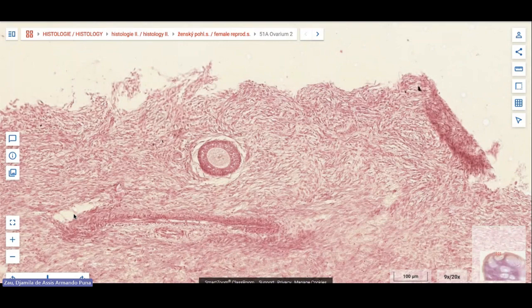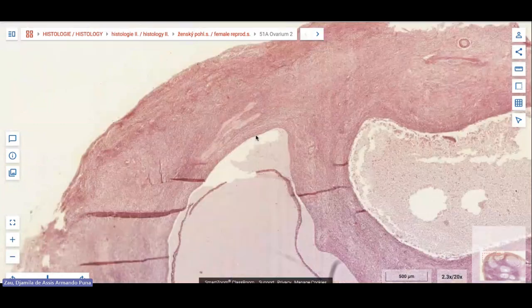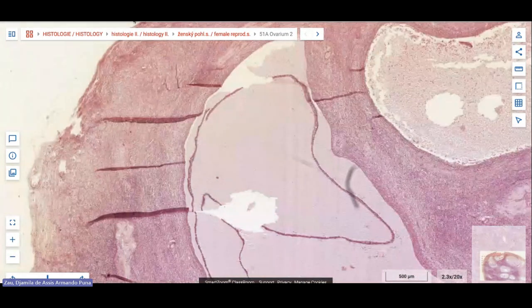Again, I cannot see the oocyte here, but this is not a Graafian follicle. Sometimes it has to do with the cutting, or for whatever reason you can't see the oocyte properly. But you see the multiple layers of follicular cells. You can see the basal lamina. You do not see the oocytes, but essentially this would 100% be a follicle, probably a multilaminar primary follicle.